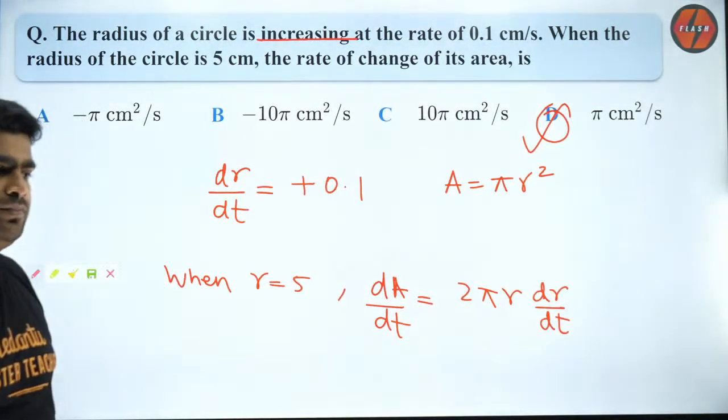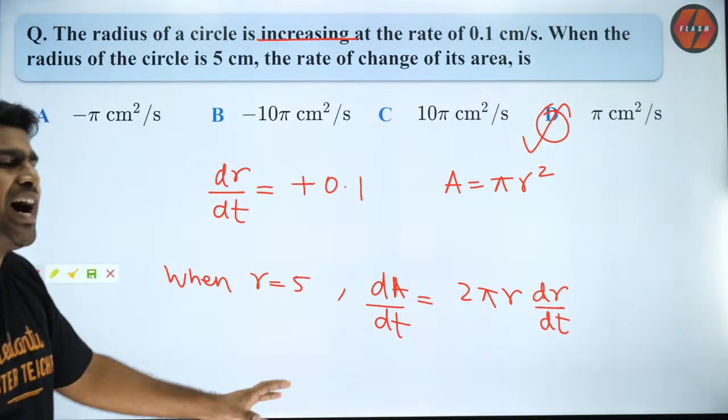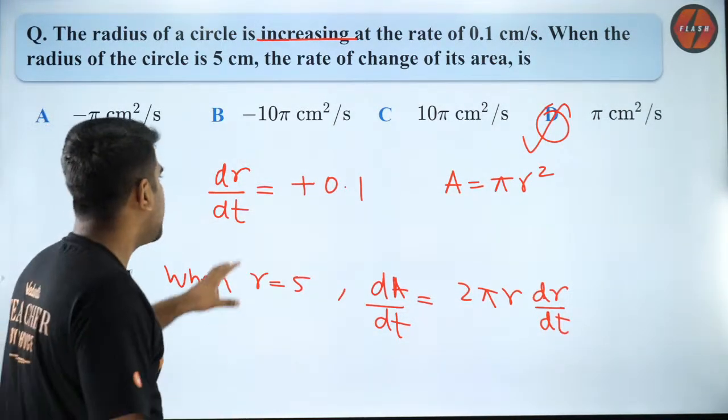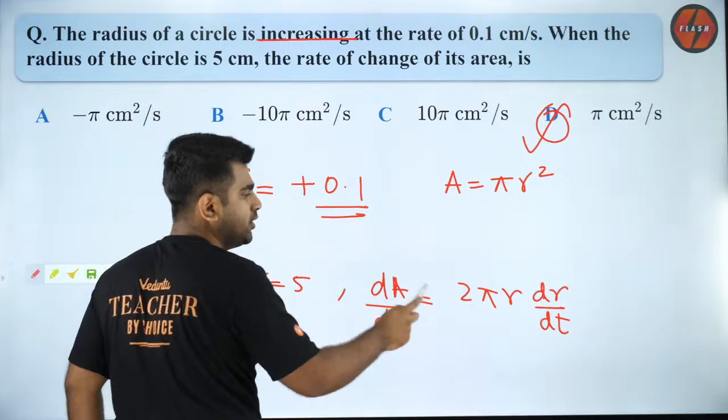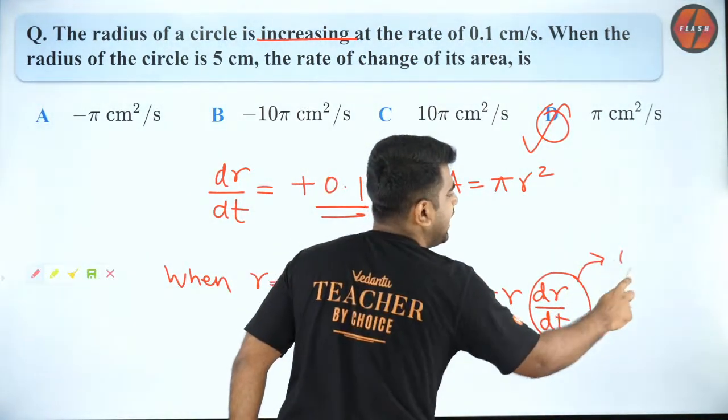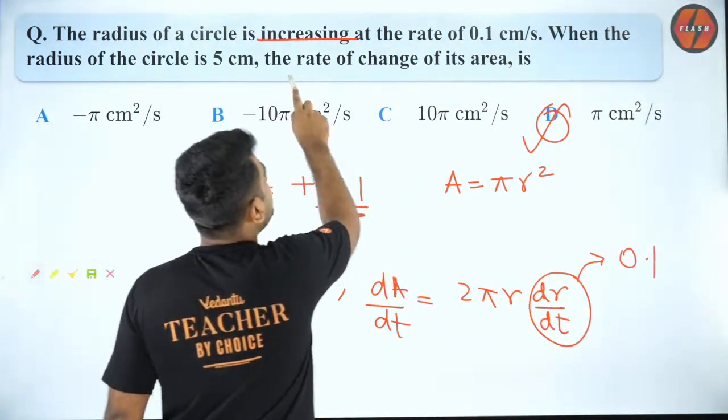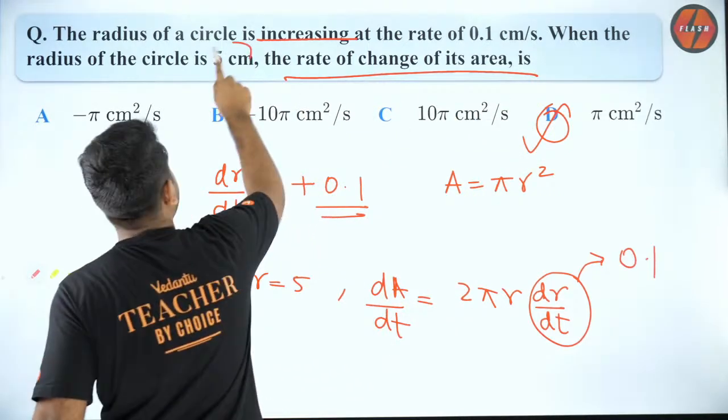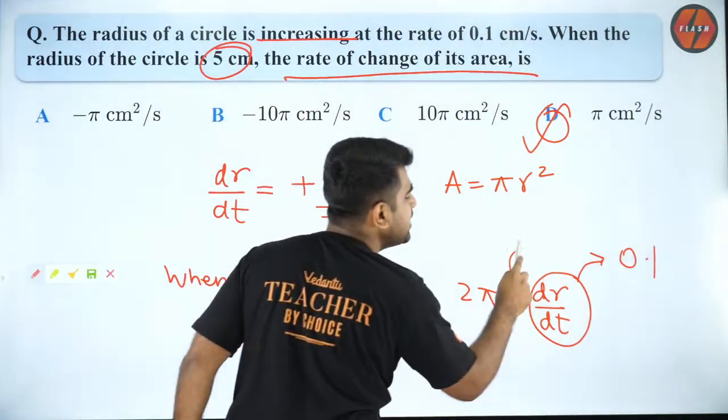Everybody clear? 2 pi r dr by dt. Now dr by dt is 0.1. So this is 0.1. And what do they want to find? We want to find the rate of change of area when the radius is 5. So this r is 5.